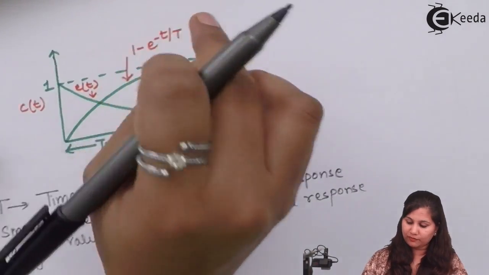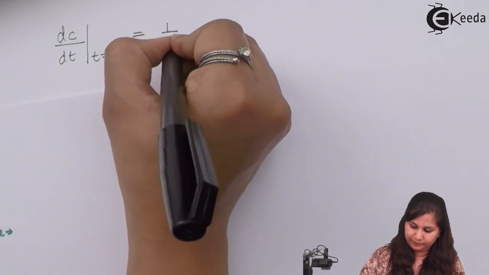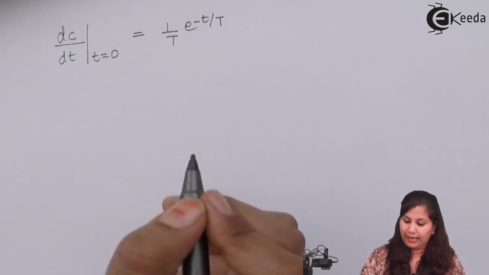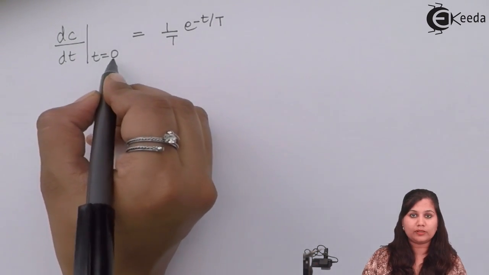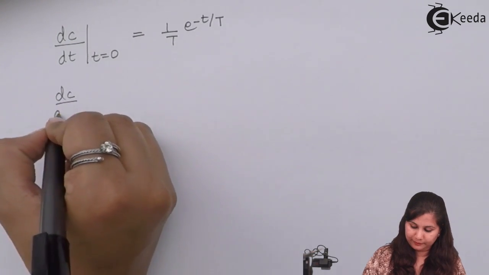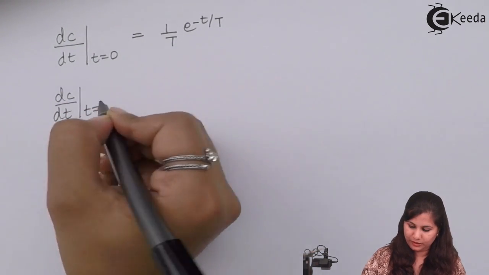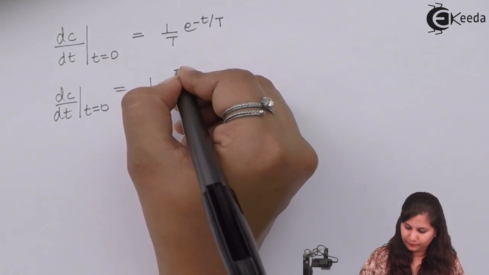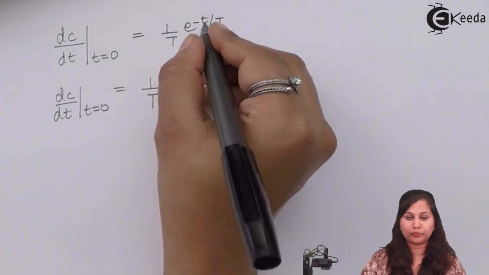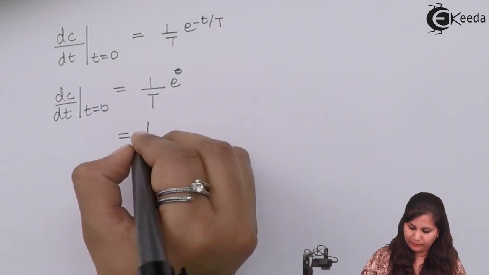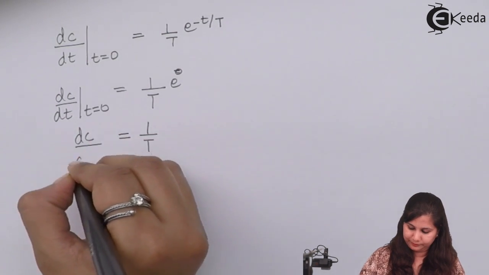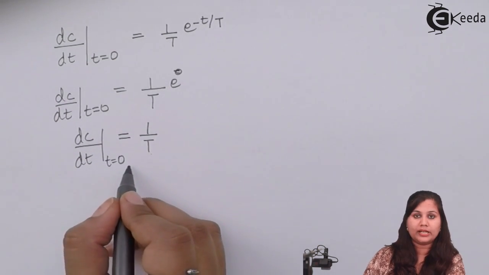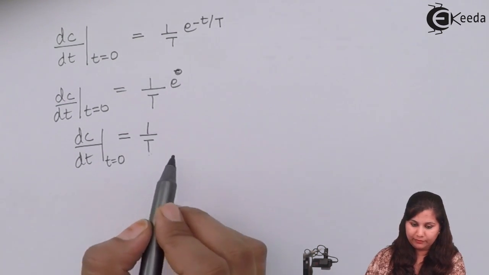So its differentiation will be one upon T e raised to the power minus t by T, and we have to calculate the slope at t equals 0. So dc by dt at t equals 0, we will put the value. Putting t as 0, it will come out to be 1 by T. So the slope at time t equals 0 is equal to 1 upon the time constant.